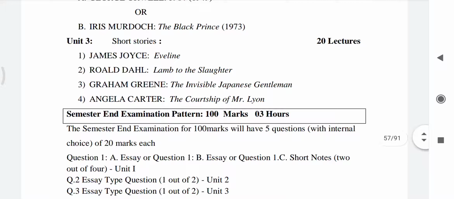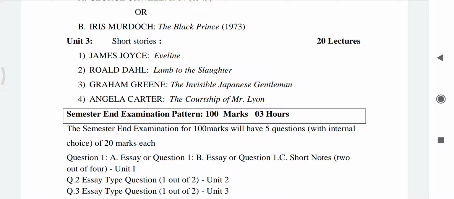Then we have short stories: James Joyce's Eveline, Roald Dahl's Lamb to the Slaughter, Graham Greene's The Invisible Japanese Gentleman, and Angela Carter's The Courtship of Mr. Lyon. These are very beautiful short stories.